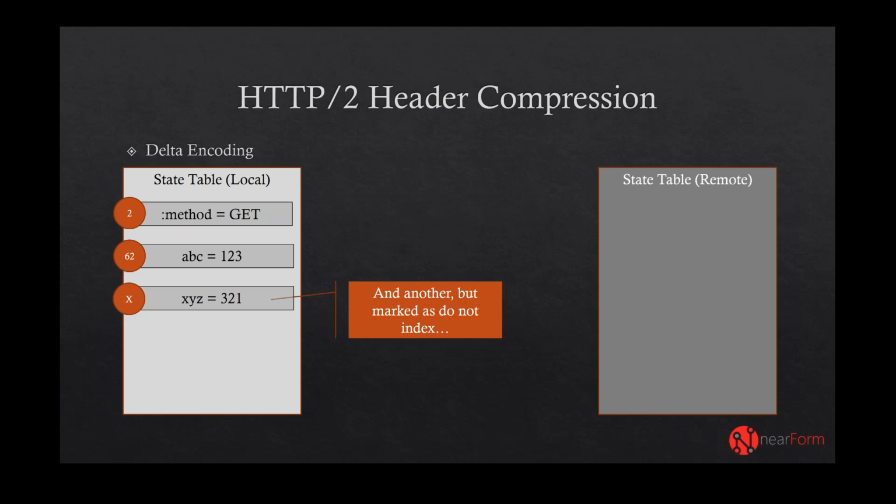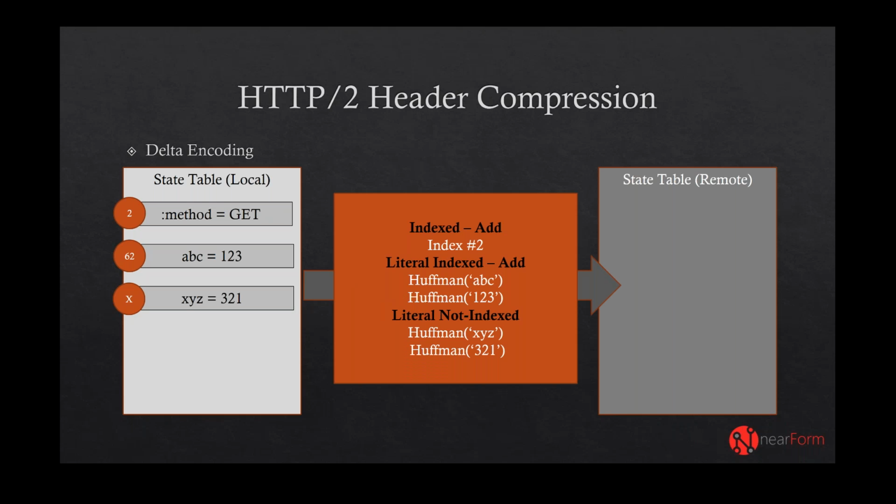And then let's come up with another one, and we don't want to add it. It's going to change frequently, or it's sensitive data. We don't want to add it to memory. We just want to pass it as is. So that's XYZ 321, but it's marked explicitly as not indexed. We're going to encode that in one of these header frames.